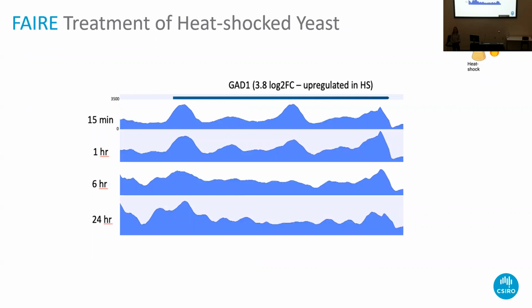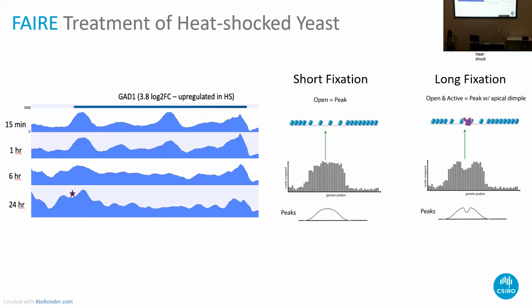So now what happens under FAIRE treatment? This is what you generally see when you treat with FAIRE after standard fixation. For 15 minutes, you just see a peak at the very beginning of the genes. That's big open parts of the chromatin being enriched. Here, as fixation time increases, that signal changes. And this isn't random. This is a signal that we're seeing upstream of a lot of genes. Under short fixation, that open part of the chromatin is enriched for, and you get a peak.